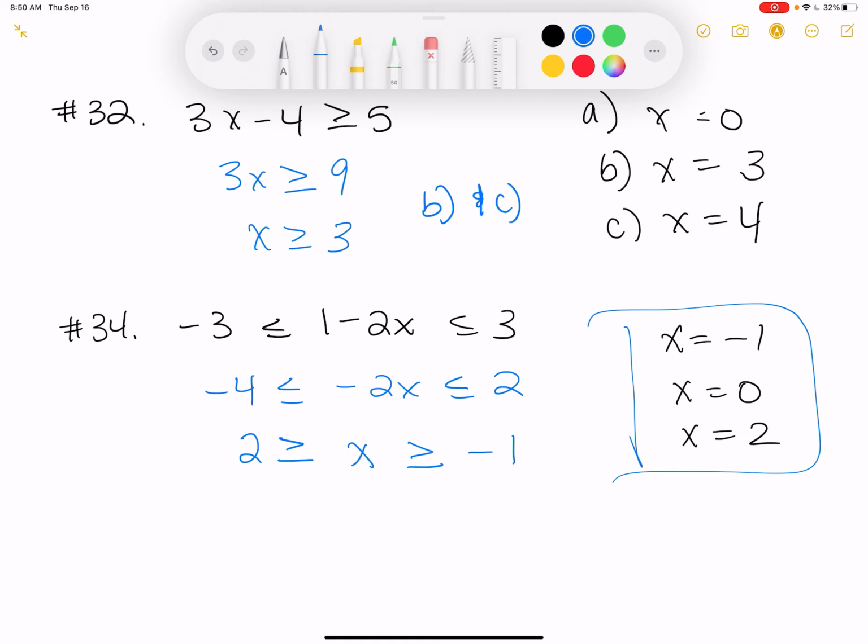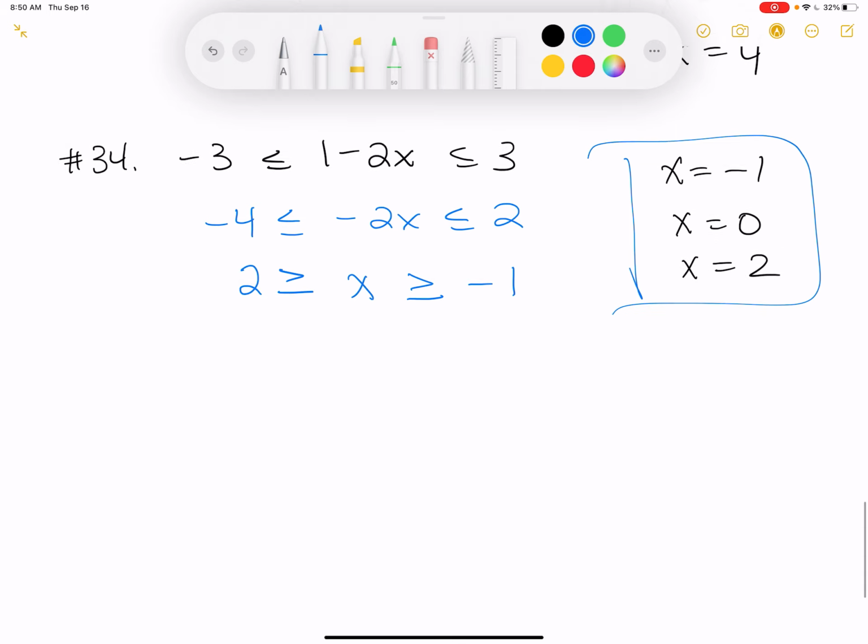All right, next one. Solve the inequality and draw a number line graph of the solution set. So 38: 3x minus 1 is greater than or equal to 6x plus 8. How do I solve this one? Wait, what are we doing here? Solve it and then draw a number line graph of the solution.